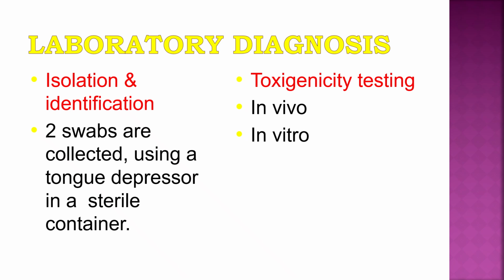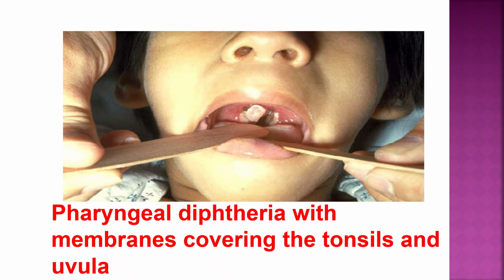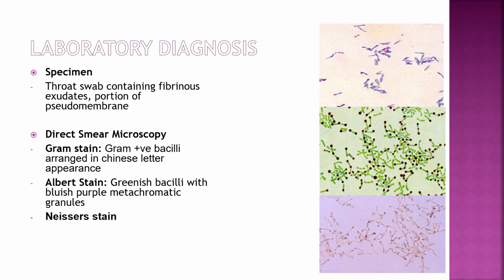For isolation and identification, 2 swabs are collected using a tongue depressor from the pseudomembrane part in a sterile container. And toxigenicity testing can be in vivo or in vitro. Here you can see the tongue is depressed with the help of a tongue depressor, and then the white patch you can see. From that you have to remove the exudate with the help of a swab. So the specimen can be a throat swab containing fibrinous exudate and a portion of pseudomembrane.